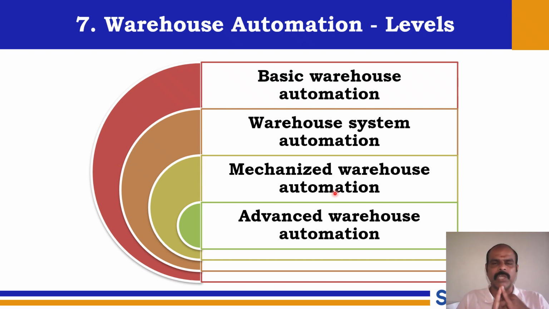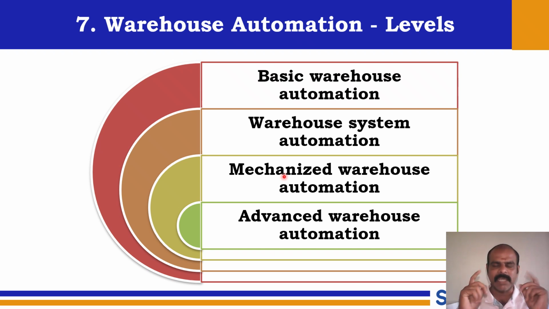The first is basic warehouse automation. Then the second, warehouse system automation. Then the third, mechanized warehouse automation, and finally advanced warehouse automation. Now we'll understand the difference between all these from an application perspective.